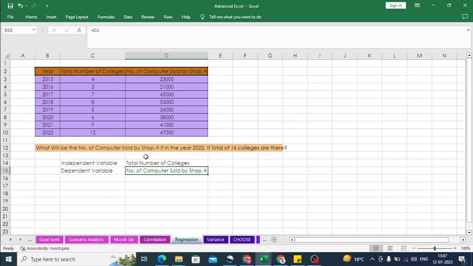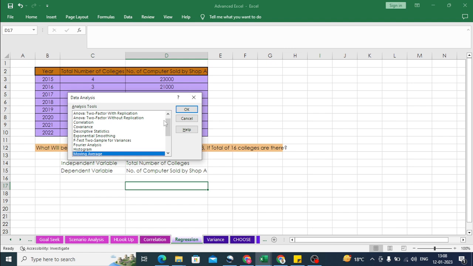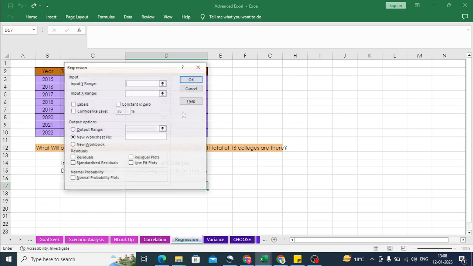And the question that we have been asked is, if there are 16 colleges, then what will be the total number of computers sold by shop A? So we will find out the solution to this question by using regression. So we go to data, then we go to data analysis tools. Now we have to search for regression over here. Here it is, regression. Click on OK.